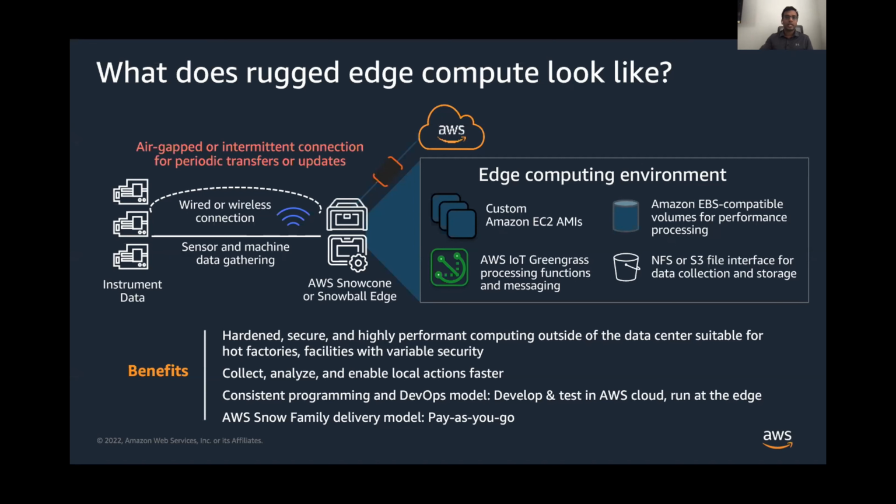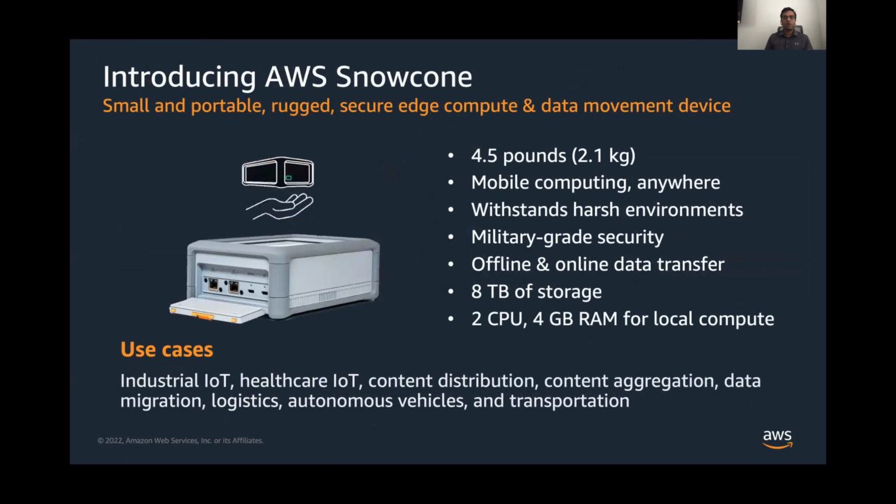So what does a Snowcone device look like, right? It's a small, portable, secure, rugged device to carry edge computing applications or transfer data to and from AWS. Devices are secure, with automatic 256-bit encryption as it copies data, and the keys are not stored on the device. It is lightweight, just 4.5 pounds, so you could carry it in a backpack, or it could be put on a drone as well. It can withstand extreme climates like freezing cold, rain, and very hot temperatures.